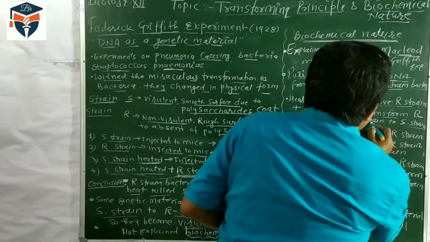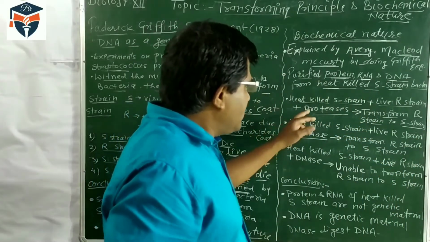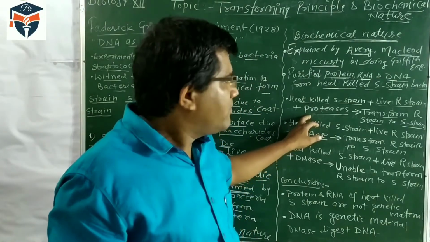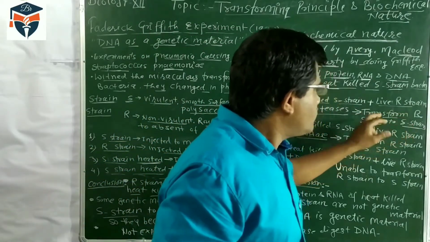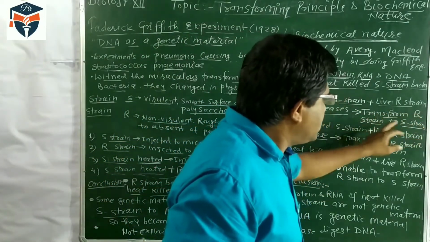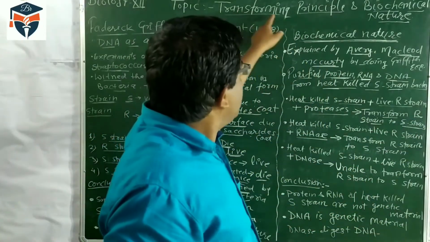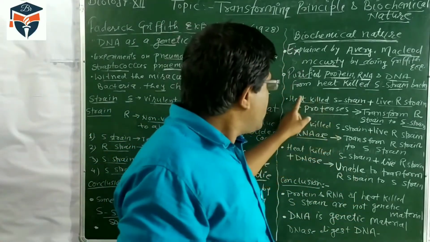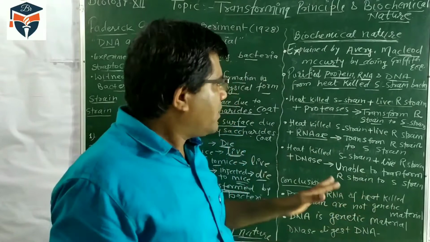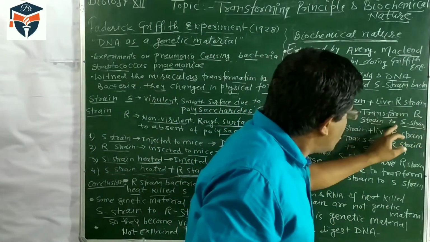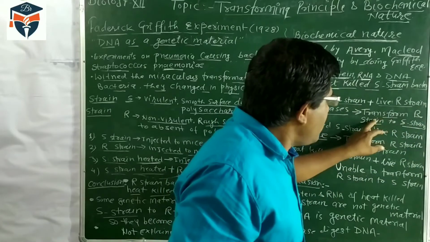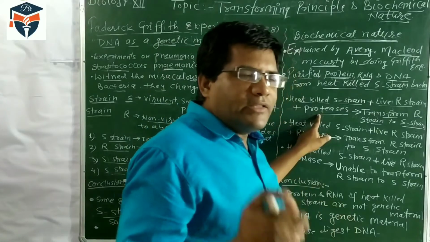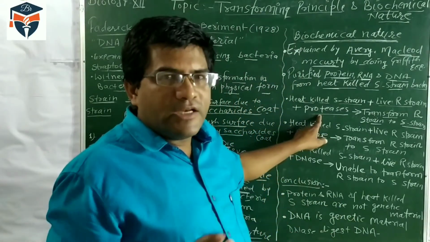It transforms R to S. Even when protease enzyme is mixed and the protein is digested, the transformation process still occurs. It means R is changing to S, so the process of transformation is not affected when protease is added. R becomes virulent. So here protease digests the protein, which means protein is not the genetic material.